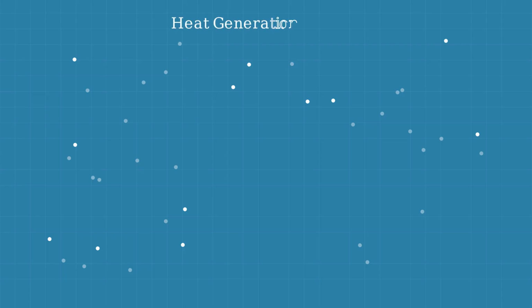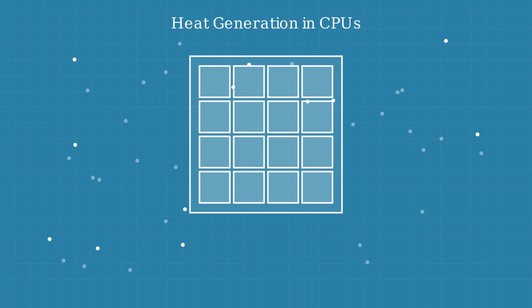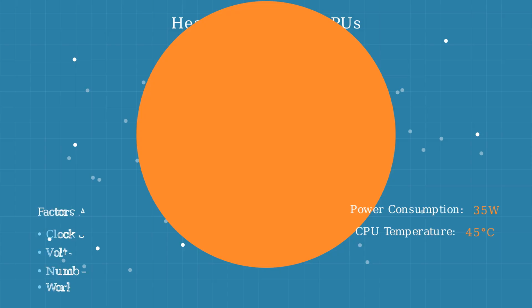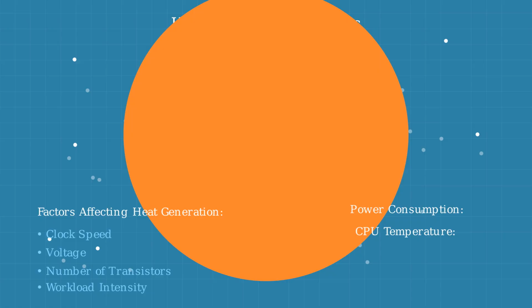Modern CPUs generate significant heat during operation due to electrical resistance in their transistors. As electrical current flows through billions of tiny transistors, energy is lost as heat through a process known as joule heating. Several factors affect how much heat a CPU generates, including clock speed, voltage, the number of transistors, and workload intensity. As workload increases, more transistors become active, increasing power consumption and heat output.